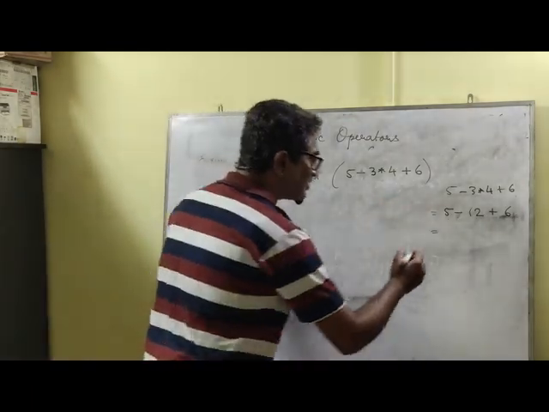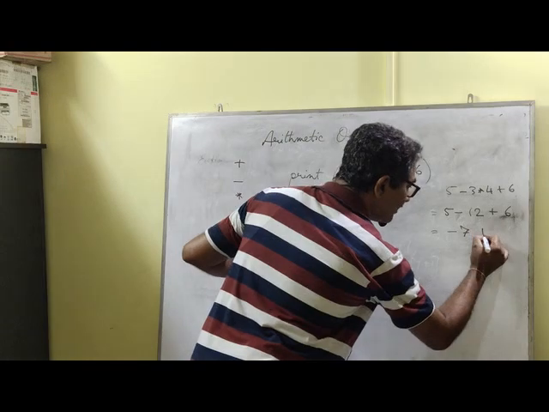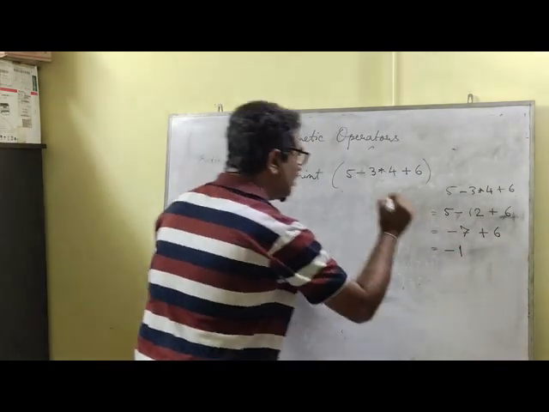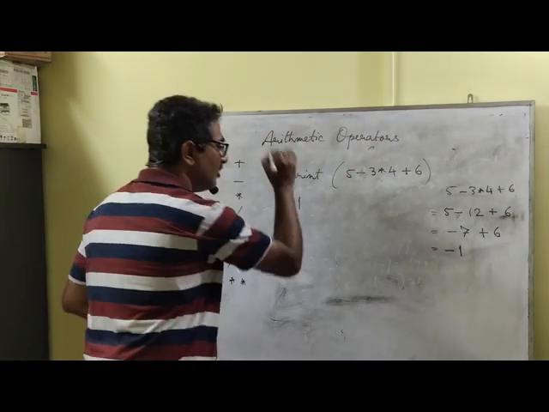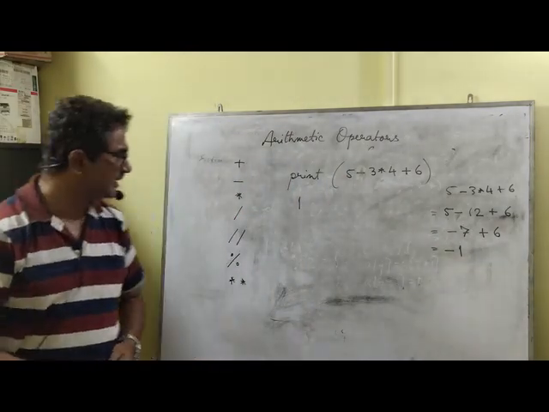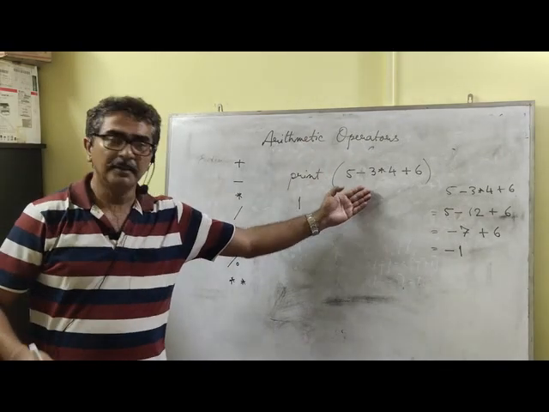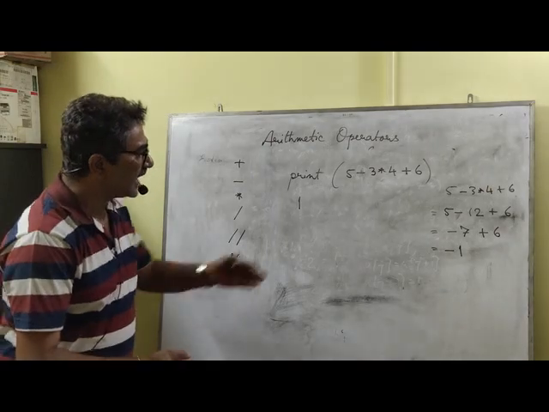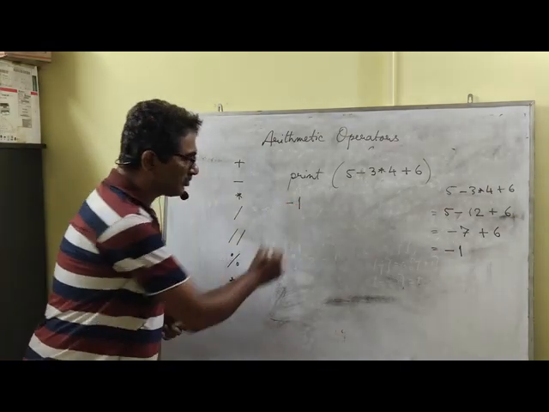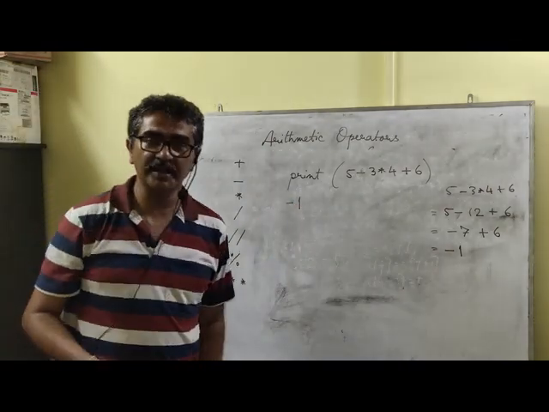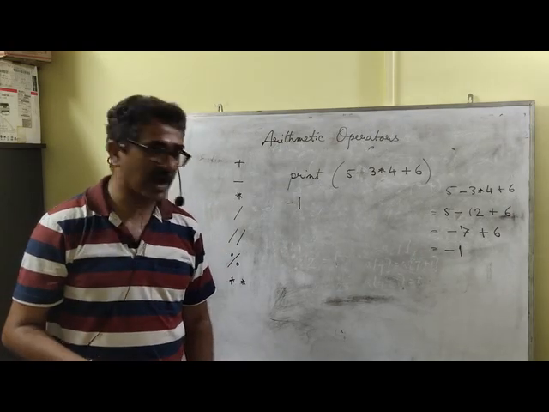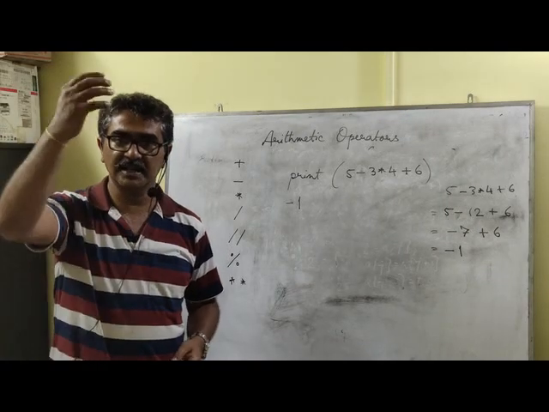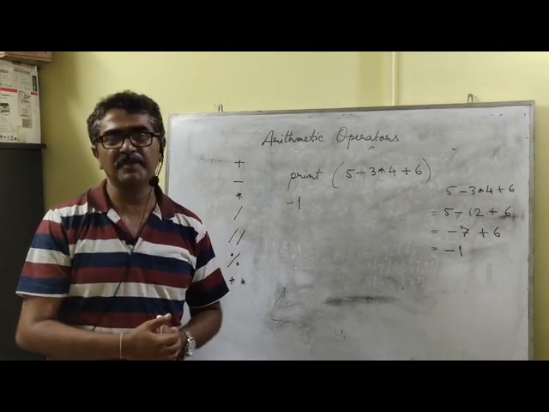So 5 minus 12 comes to minus 7 plus 6. So now minus 7 plus 6 is minus 1. So when I print this, it's going to display minus 1. I just mistakenly wrote 1 over there. It's minus 1. So this is what is going to happen when you write a mathematical expression. I believe you understand the precedence of operations of a mathematical expression.